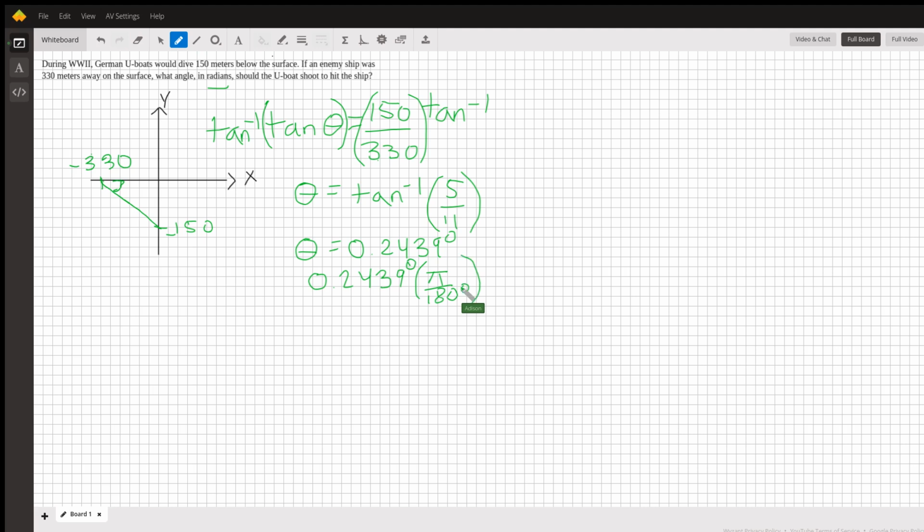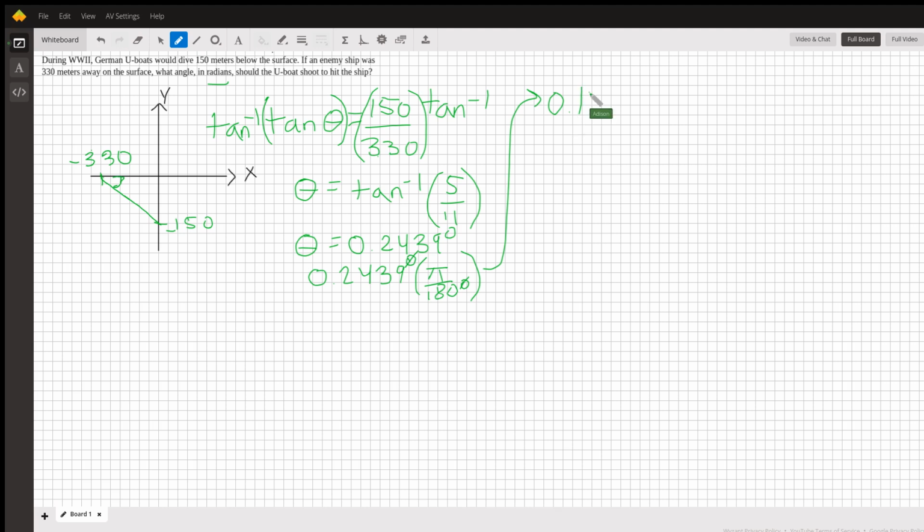And we can multiply anything in math by 1 because we'd get the exact same answer. So let's cross out the degrees, and then we are just left with radians. So if we multiply 0.2439 times pi, we get 135 pi. And that's our answer.